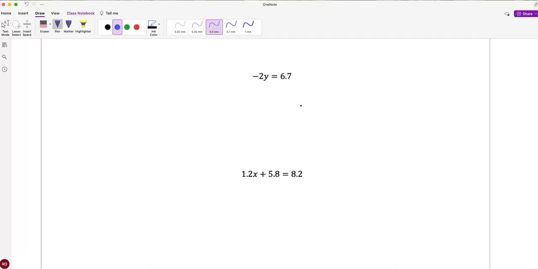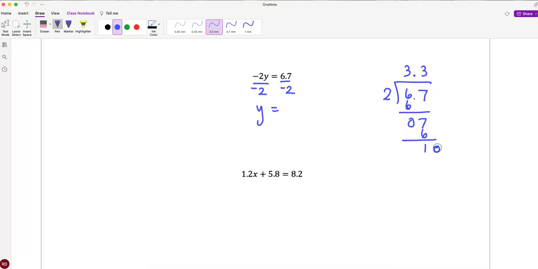And the next one, to get y by itself, you divide by -2. I know this is going to be a negative number. Okay, so I just need to figure out, how do I divide 2 into 6.7? 2 goes into 6 3 times. So 2 goes into 7 3 times. That's 6 with a remainder of 1. 2 goes into 10 5 times. So -3.35 is y.